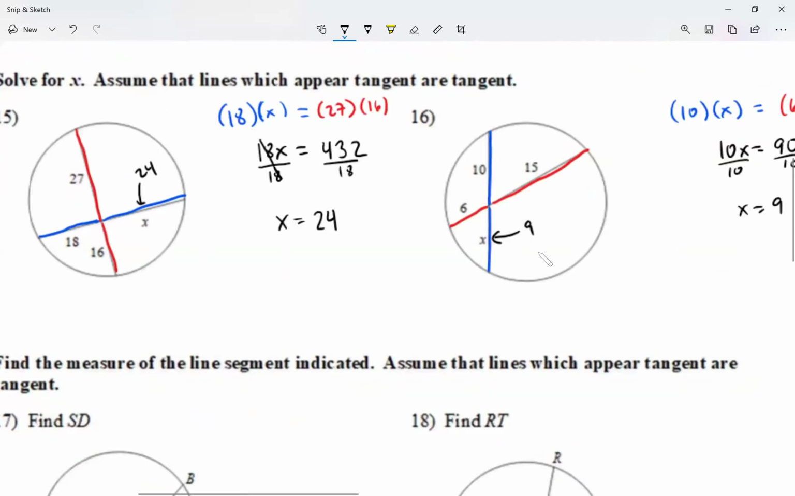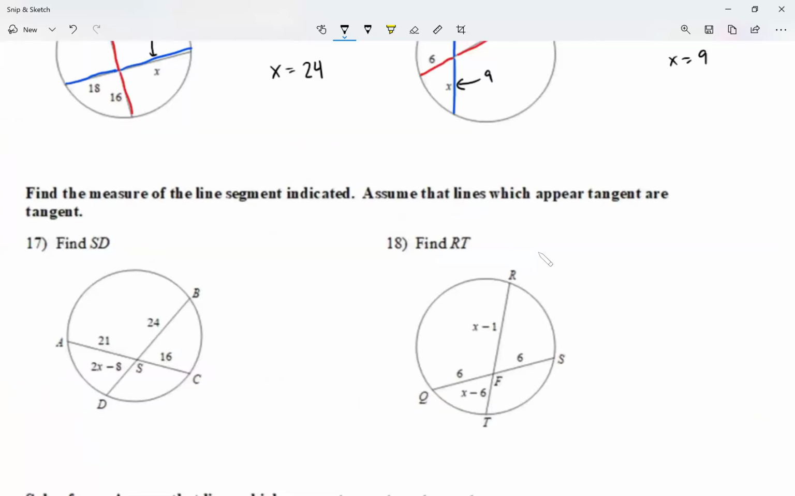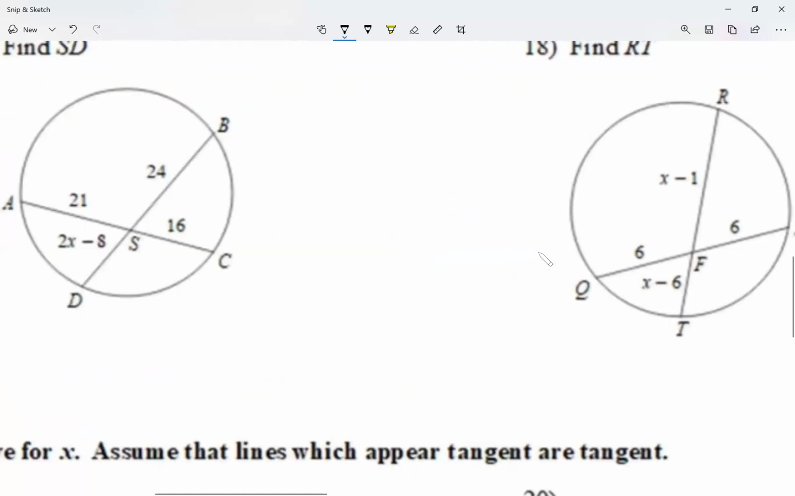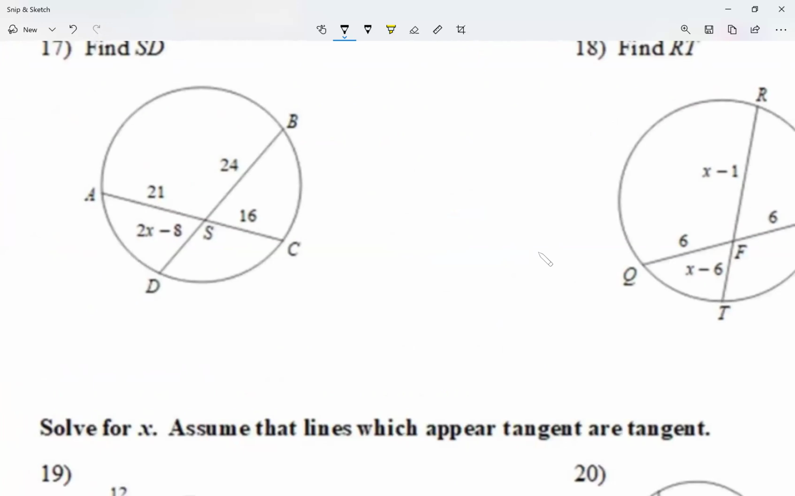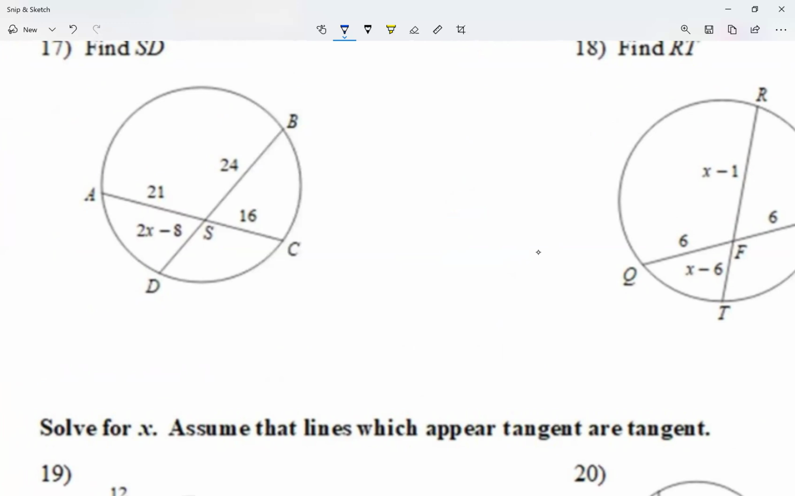Okay, so that was not that bad. Let's take a look at 17 and 18. It's going to be a little more challenging. I see the instructions change. First of all, let me solve for x. Okay, I'm going to look at 17 and 18 as if they were the same questions as 15 and 16. So I'm going to treat it with the same idea. I see one chord. I see it's made by the measurements 2x minus 8 and 24.